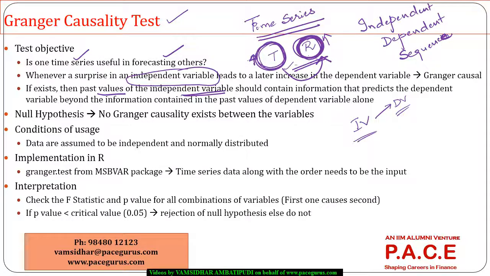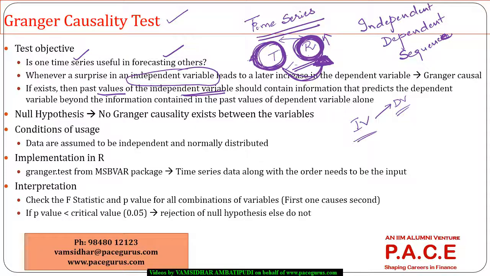So based on the past values of this, I would be able to predict the future value of the reality sector in case there is a Granger causality existing. Basically, if I am able to see that a change in this particular variable later results in an increase or a decrease in the values of this particular variable, then we are trying to link that a Granger causal relationship exists between these two variables.